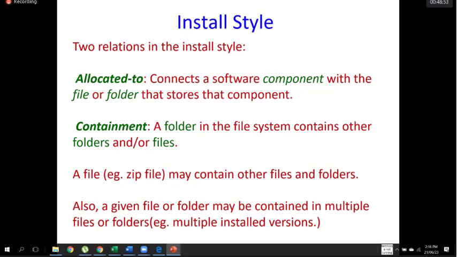You should be able to recognize these files among a large collection, thousands of files, hundreds of folders could be there. You should be able to recognize them whenever it is required. So allocated to relations mean that software components will be mapped to files. That means what is the relevant source code, where is the relevant source code, what is the relevant subdirectory, files, folders, and so on.